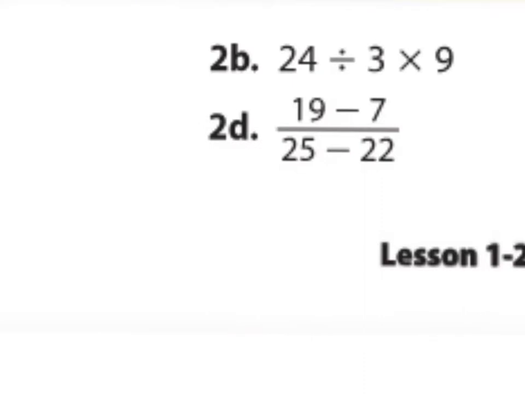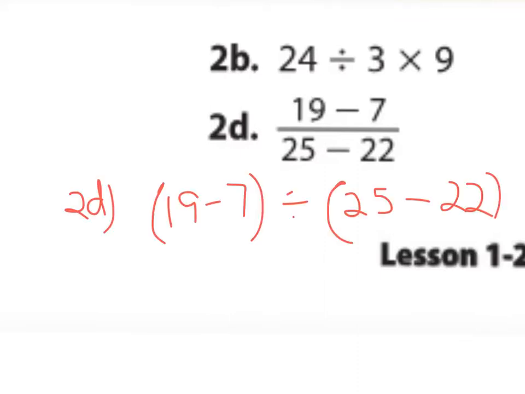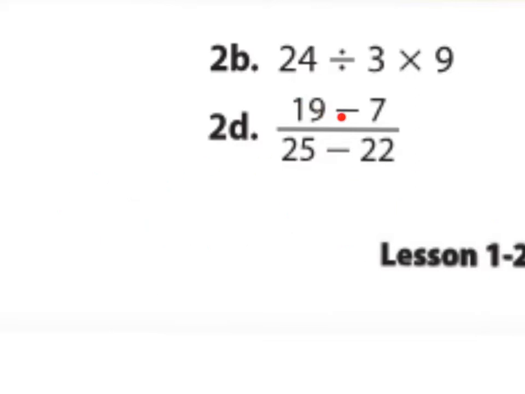And finally, 2d. Now for 2d, we can write it linear. We can write it all in one line like this, where we take our top part of our fraction, our numerator, and we write it in parentheses, and then we divide by the denominator, the expression we have as the denominator. So 25 minus 22. I typically don't do it like this. What I do is I solve the expression as I see it.